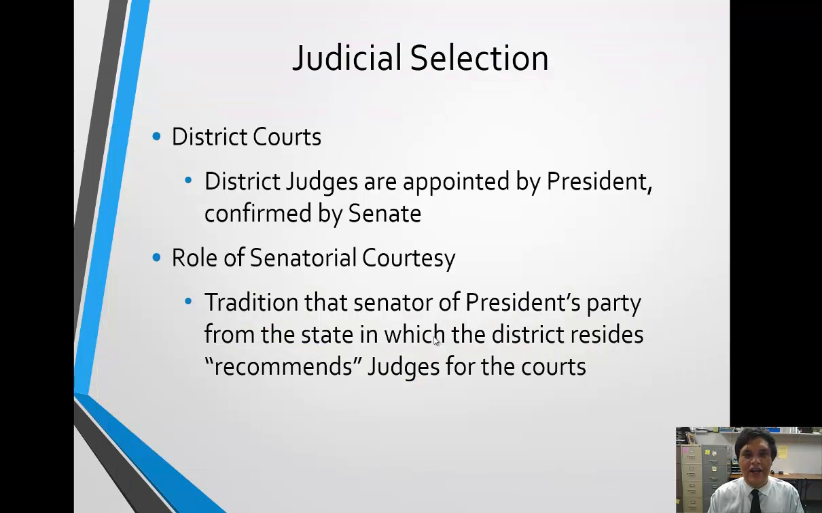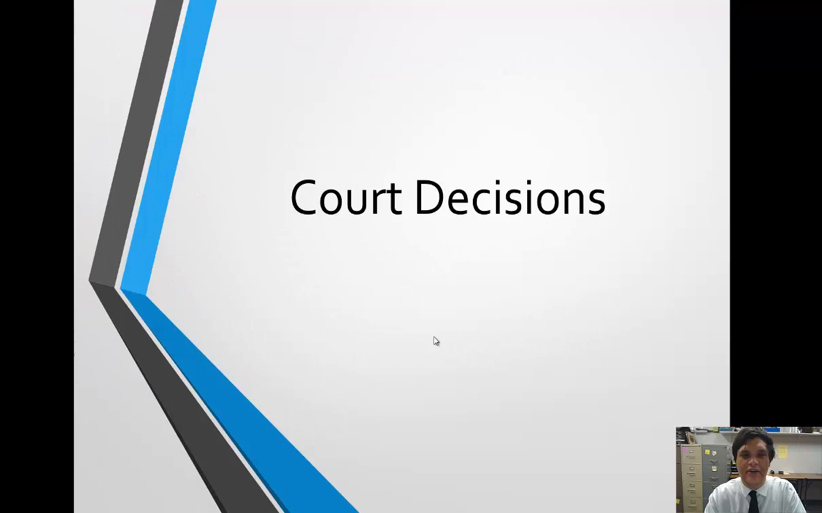So, all right. Judicial selection. For district courts, district judges are appointed by the President, confirmed by the Senate. I believe I already said that. And then the role of senatorial courtesy. I kind of wanted to go ahead and clarify that. Once again, it's just the tradition that a senator of the President's party from the state in which the district resides recommends judges for that particular court. So I believe I already covered that. I'm not sure why I added an extra slide on, so let's go ahead and move on.